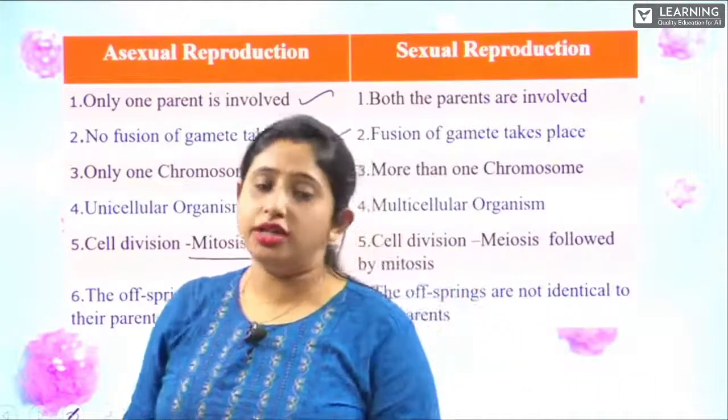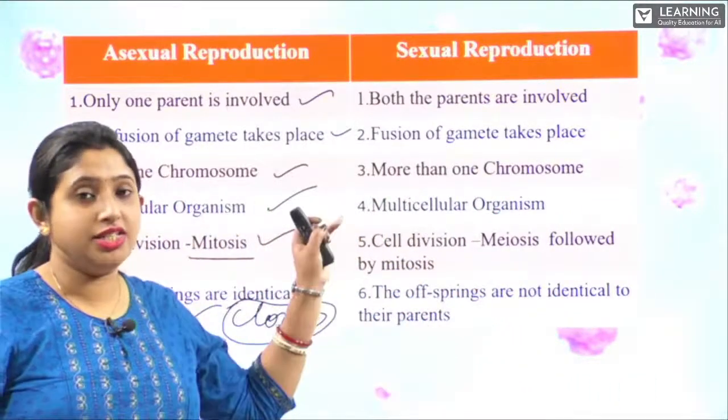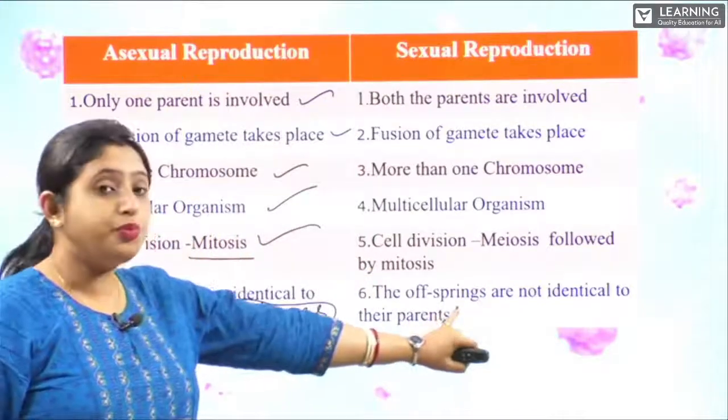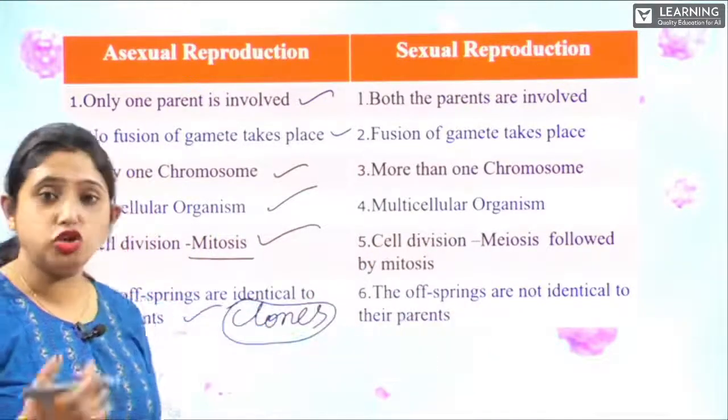In asexual reproduction, that is in unicellular organisms, they are the clones of each other, whereas in sexual reproduction the offsprings are not identical to their parents.